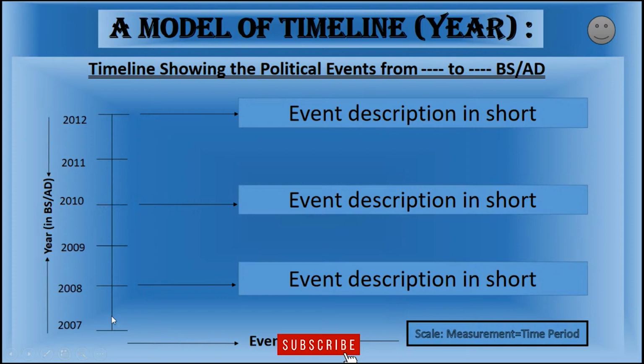Measure them, and after measuring that, you write the scale here. Here you write scale, and the measurement. If it is 1 inch, you write 1 inch is equal to how many years. If it is 2 centimeter, you write 2 centimeter is equal to how many years. If it is 1 centimeter, 1 centimeter is equal to how many years.